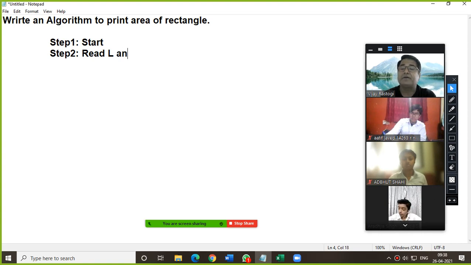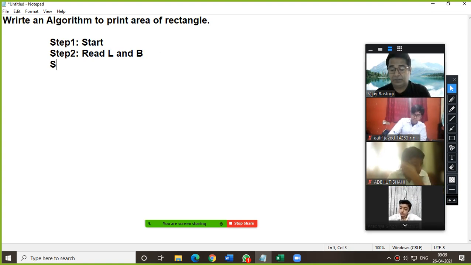Read or accept. Sir, B and H? You can use B and H. Now listen. The formula of area of rectangle is length into width. So you can use L and W, or you can use L and B. That is your choice. Okay, everybody? Yes, sir.